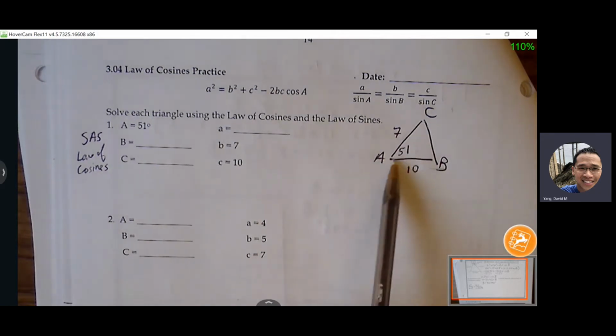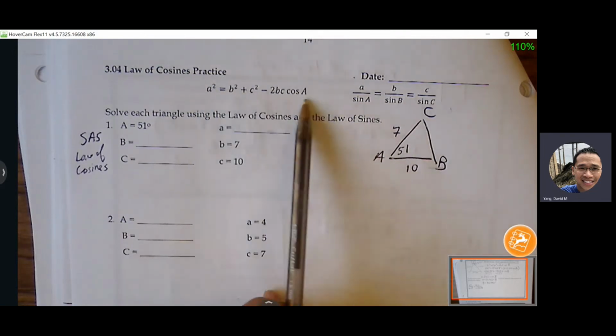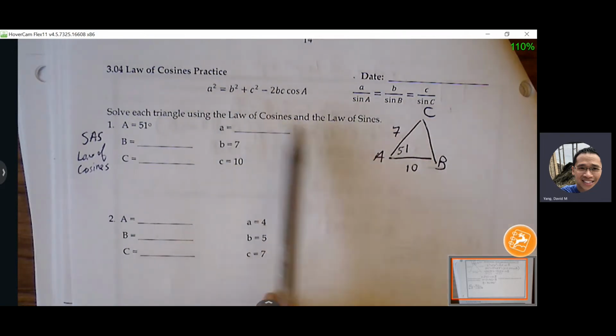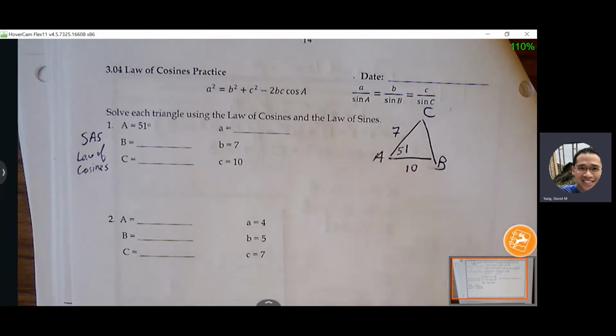Okay, so because angle A is given, you want to use the formula that has angle A in it. The nice thing is they just provided it here. We'll use this formula because that's the angle that's provided.